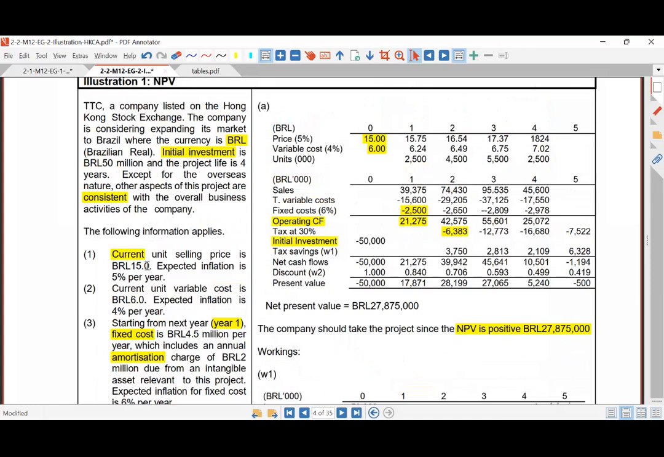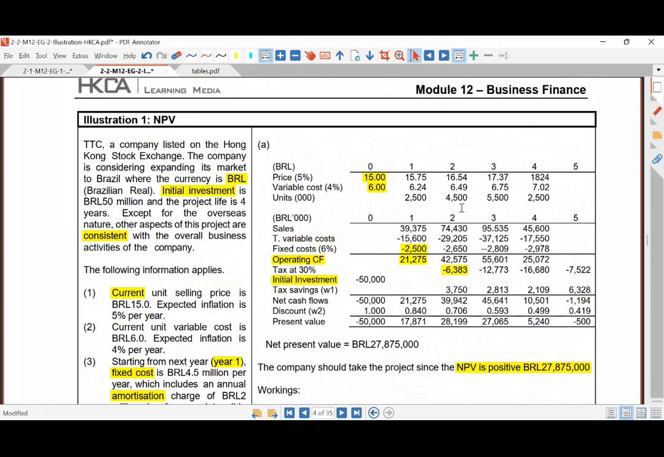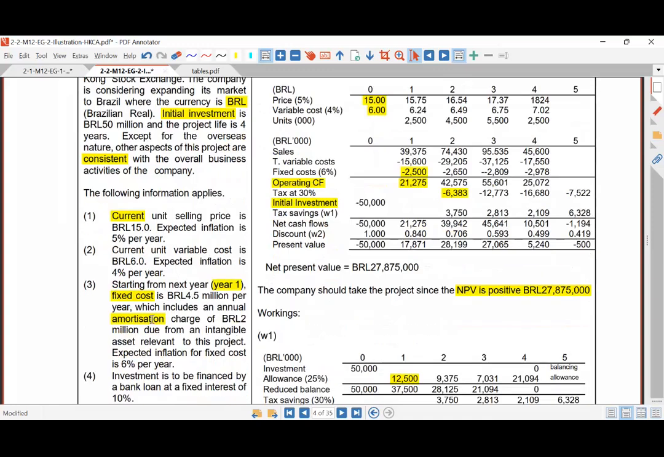Selling price 15, inflation 5%. So selling price current, meaning year 0, is 15, and variable cost is 6, with 4%. So this is current 6 and 4%, 15 and 5%. The number of units I also put down here. So that will give you the operating cash flow. In fact, you can put down the fixed cost first. So in the exam, you stay very flexible. Which one you want to fill in first, no problem.